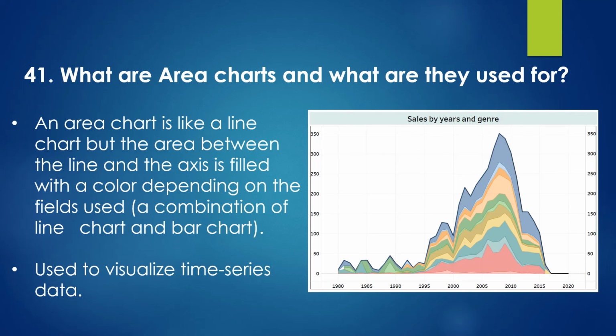Next, we have what is an area chart. So an area chart is like a line chart, but the area between the line and the axis is filled with a color depending on the fields used. It can also be defined as a combination of line chart and bar chart. As you can see here in this image, we have sales by year and genre. So we have the colors of the area charts depend on the different genres. And generally, area charts are used to visualize time series data.